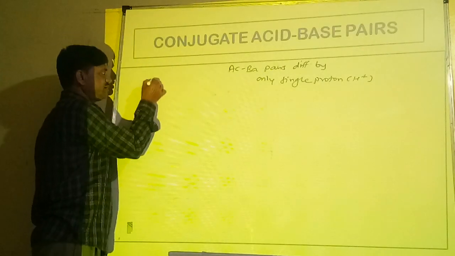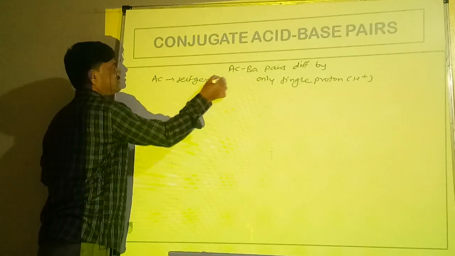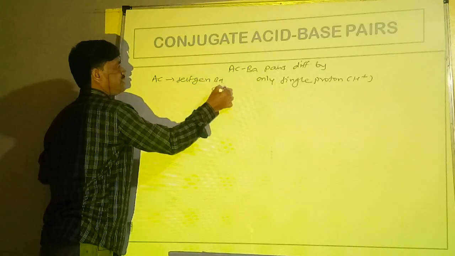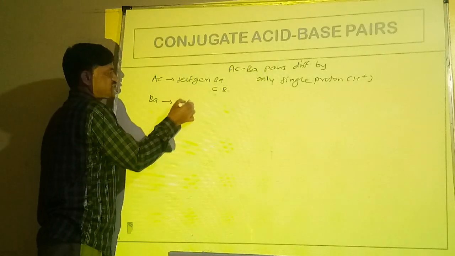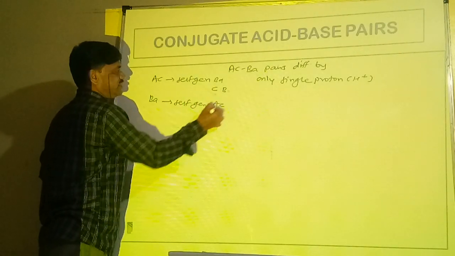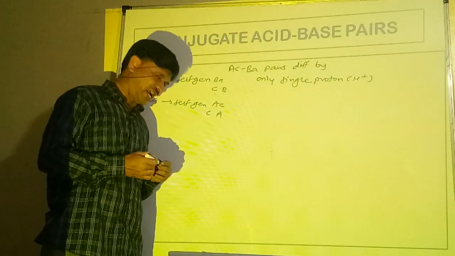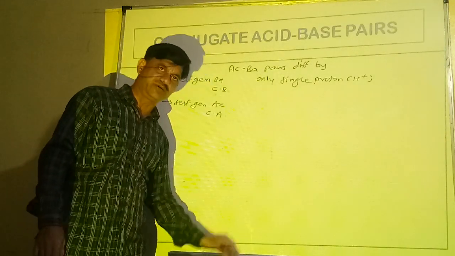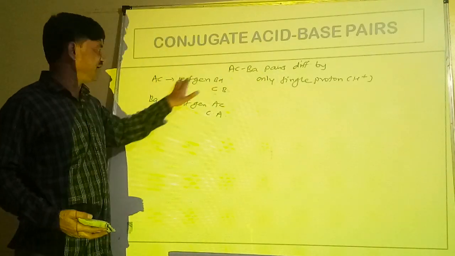Means what we can write? Every acid has a self-generated base, which is called the conjugate base. Similarly, tell me the reverse case. Every base has a self-generated acid, which is called the conjugate acid. Remember this. An additional important point regarding MCQs, we will discuss later on. So this is the first part regarding the definition.